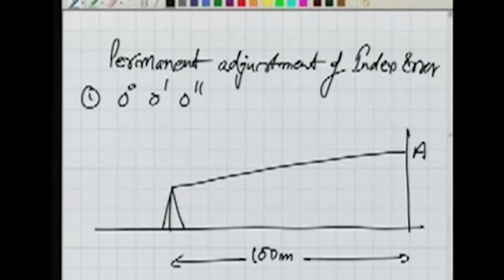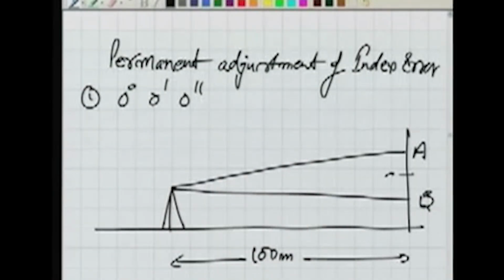Again now the reading is set to be 0. So as we have discussed, if there is a problem in the instrument, it will bisect somewhere here. Now how to eliminate this error? To eliminate this error, what we do, again we can locate the middle point here, which is C, and this is the point where we should have bisected.